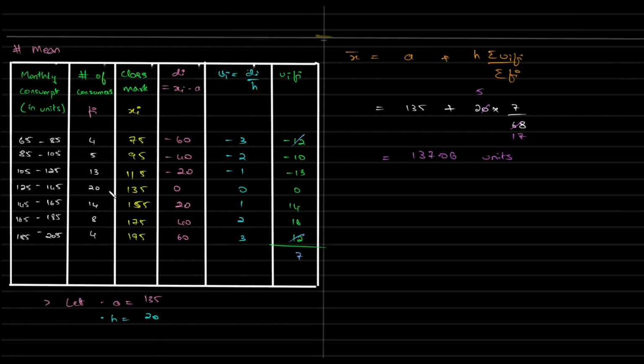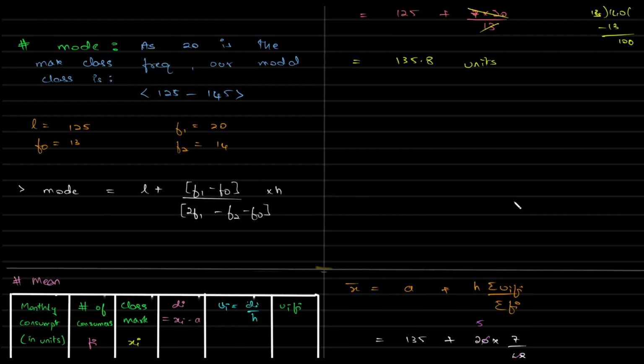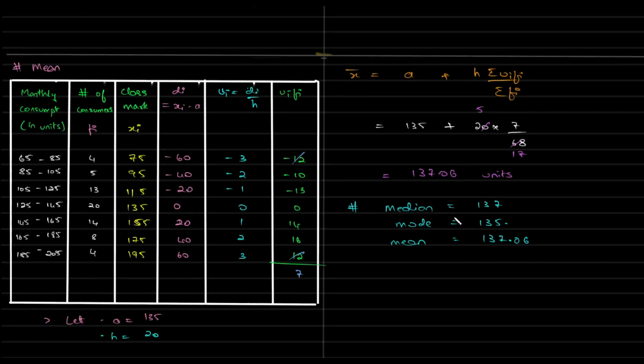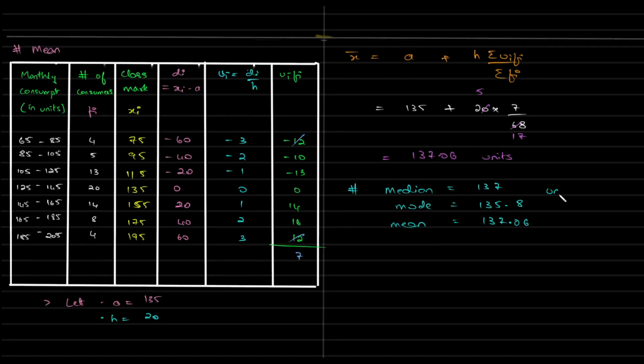So we have very close values, is it not? 137, 136, 137. Right? So we have mode, median, and mean. All of them have similar values. This I remember is 137. This is 135.8 or something. Yes, right? So we have that. So many units.